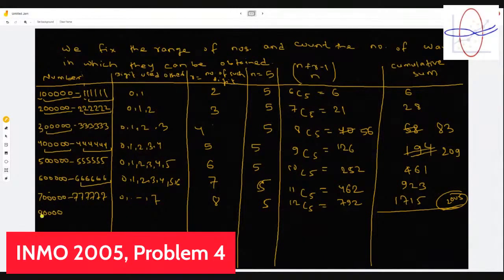The number must start with 8, with the range being 8 5 5 5 5 5. Let's try this. Here the unfixed part is 0 to 5, so that takes 0, 1, 2, 3, 4, and 5. And r is equal to 6, n is equal to 5. The sum will be 10C5, which is equal to 252. And 252 plus 1715 will be 1967. Now this is very close to our target.